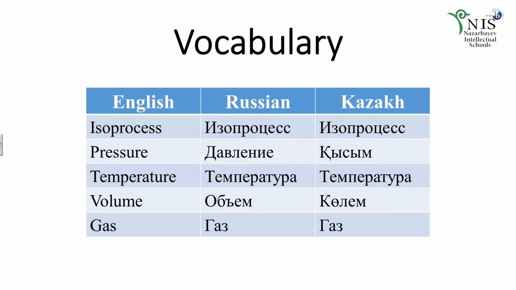Vocabulary that you will need during this lesson is presented in this table in 3 languages: English, Russian and Kazakh. The words are isoprocess, pressure, temperature, volume and gas, for which you can find a translation in both languages, Kazakh and Russian.